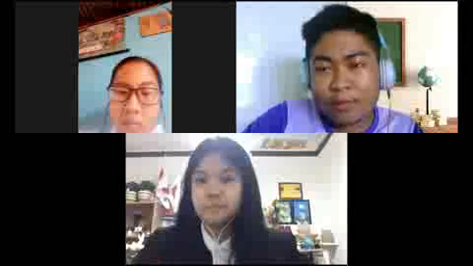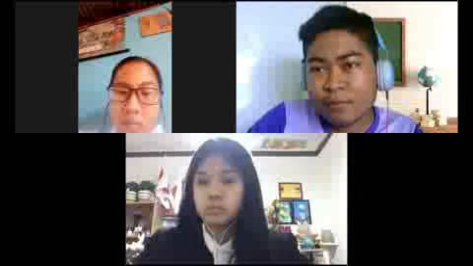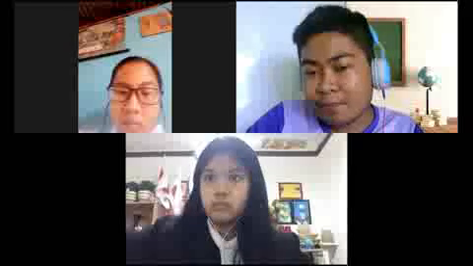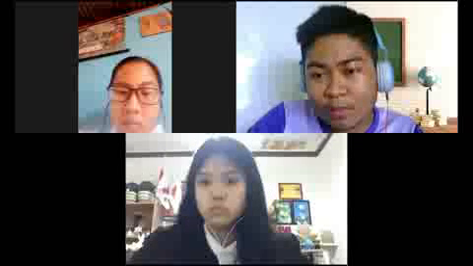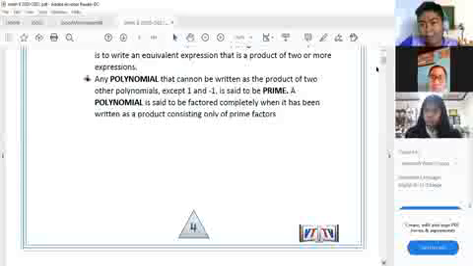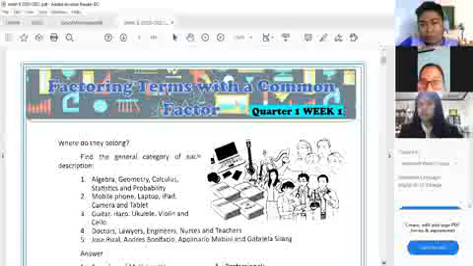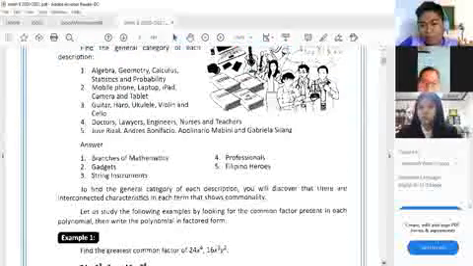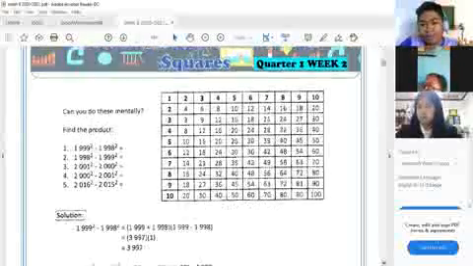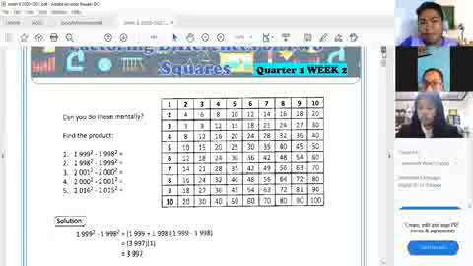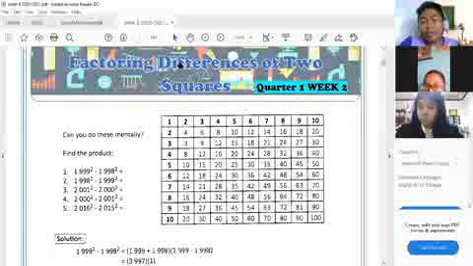Last time, we were done with factoring of... what do you call that one? Perfect square trinomial. So, factoring common terms, we're done with that. Factoring differences of two squares, we are done with that.